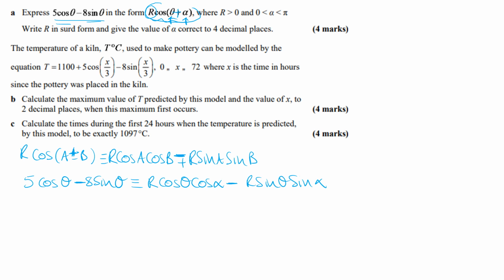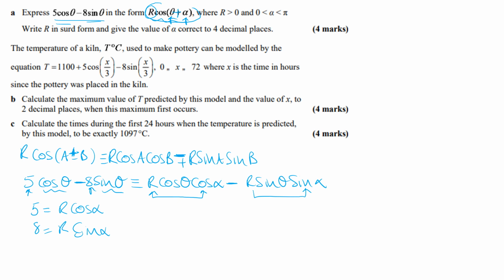So what we do now is we equate coefficients, and we can see there's a 5 being times by cos theta. What is being times by cos theta on the right now is R cos alpha. So we can write that 5 is equal to R cos alpha. Similarly, the 8 is being times by sine theta, so 8 is equal to what's being times by sine theta? It is R sine alpha.